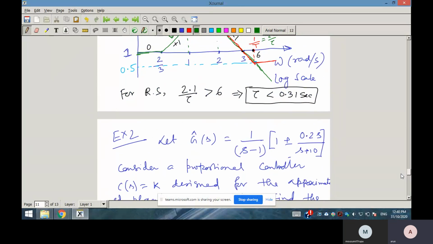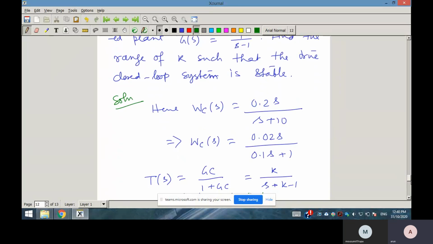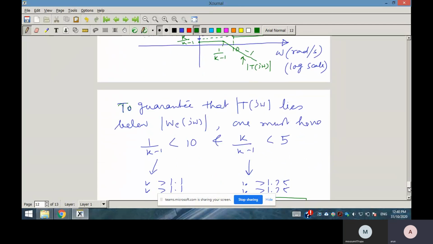I think everything is right. So if any error is there, then I will let you know in the next class. Any error means this minor error.